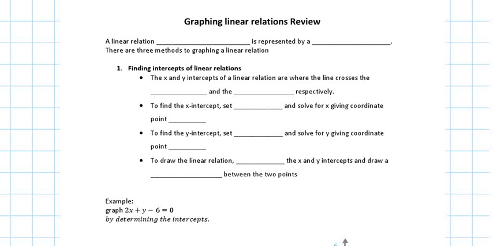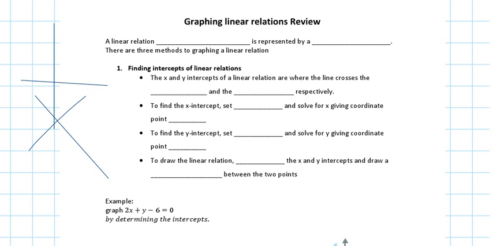It could be going up, or it could be going down as a straight line. It could be horizontal, or it could be vertical. These are all examples of straight lines.